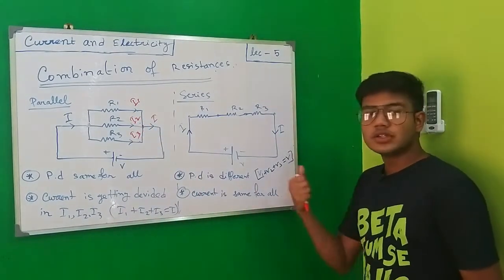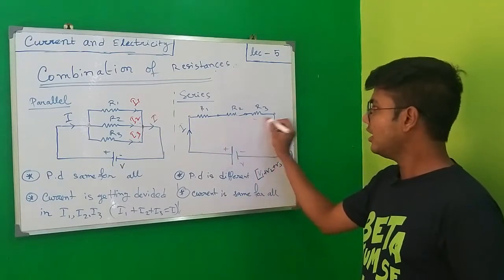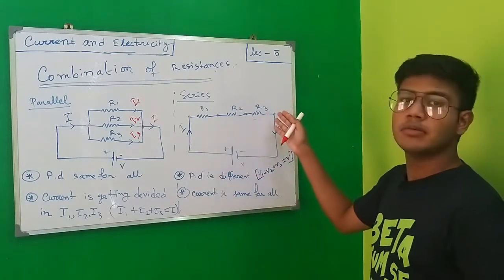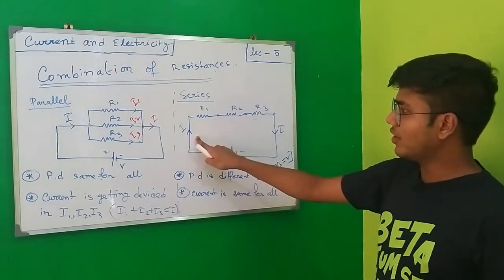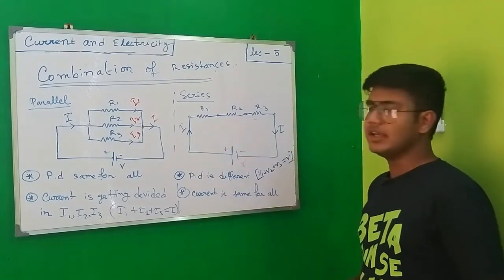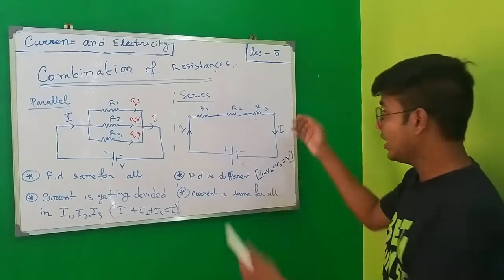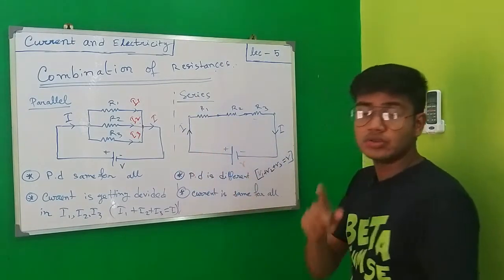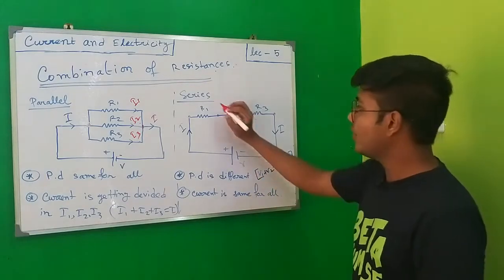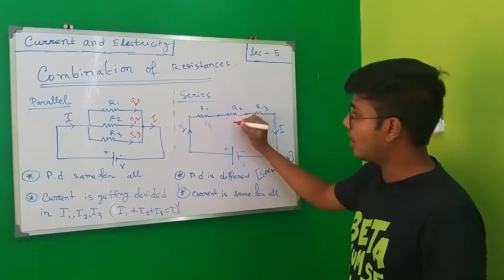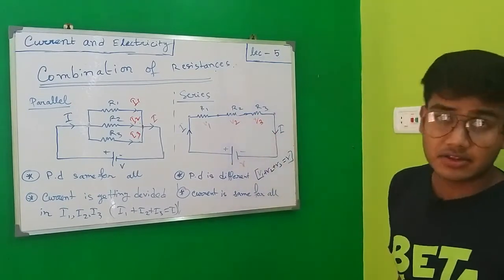Now coming to series combination. In series combination, as you can see, there are three resistances in a series pattern. Same thing, we are providing some current over here, and as you can see, R1, R2, R3 are not connected in a common junction. So the potential difference is not equal for them. Right now we get potential difference V1 for R1, V2 for R2 and V3 for R3.